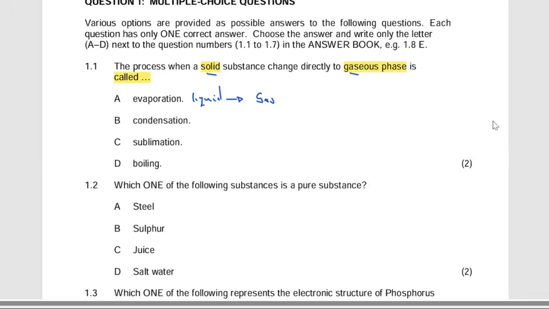So the second one says condensation. Condensation here is gas to a liquid, so the change of state is gas to liquid. Then sublimation. Sublimation is when you change directly from solid to a gas. So it means our correct answer there is going to be option C. Then moving on to the next question.